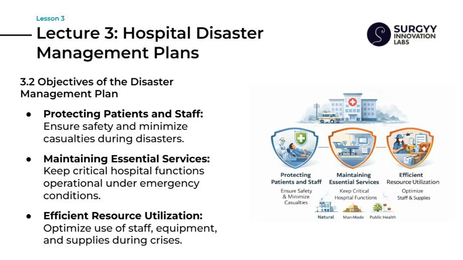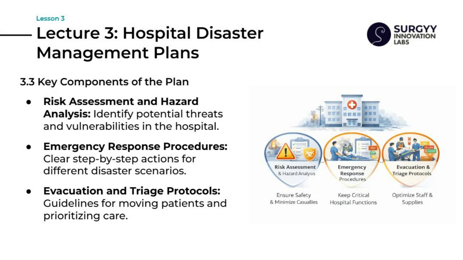Lastly, efficient resource utilization involves the optimization of available staff, specialized equipment, and medical supplies. By managing these resources effectively during crises, the hospital prevents shortages and ensures that the right tools are available for the most critical needs. Key components of the plan involve specific operational strategies.